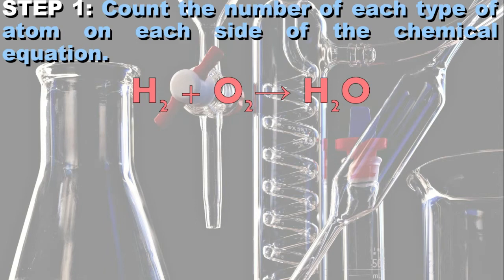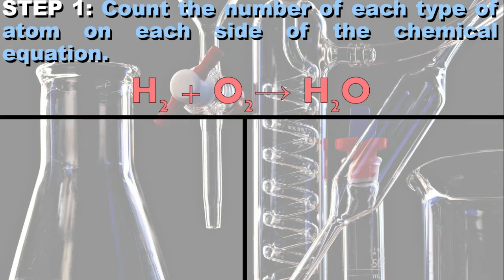To make it easier or clearer, you need to make a table. Then you have to divide this into the reactant side and the product side. Count the number of each type of atom on each side. Here you have 2 hydrogen atoms, and here you have 2 oxygen atoms. On the product side, you have 2 hydrogens, and oxygen you have 1. As you can see, the hydrogens are balanced. So now let's try to balance the oxygen.